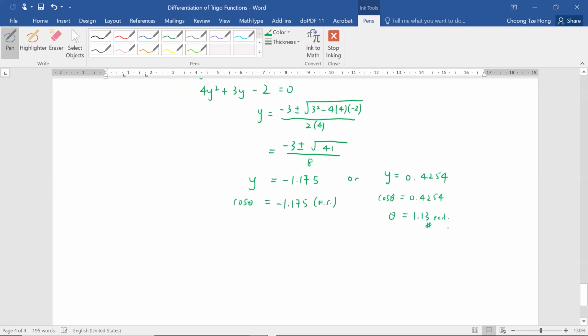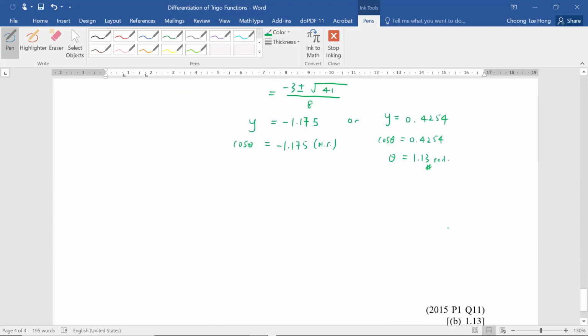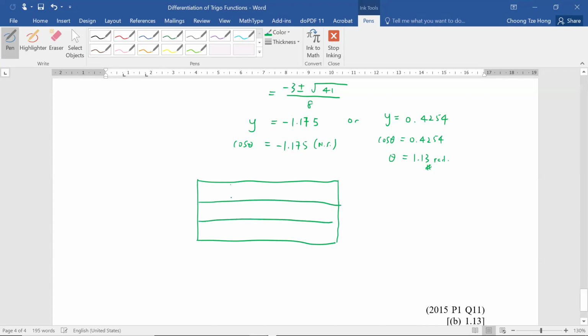But let's verify that this is a maximum value. For this case, I think I would use the first derivative test. I don't want to go and differentiate dA d theta one more time. So let's practice the first derivative test. Just draw a simple table like this, then divide it into 4 columns. This is the value for theta, then dA d theta, and this is the shape of the graph. Over here we have 1.13.